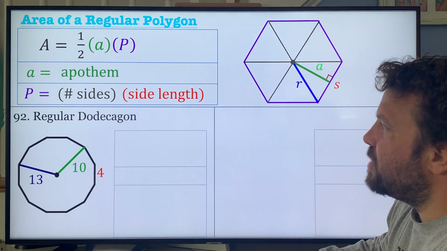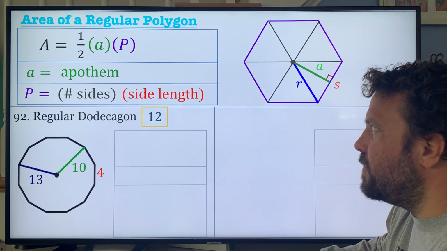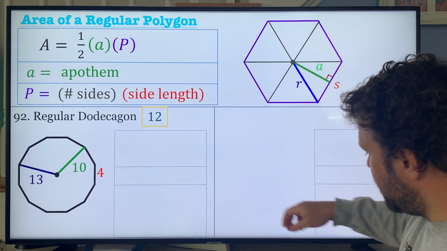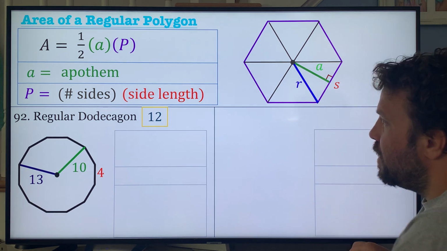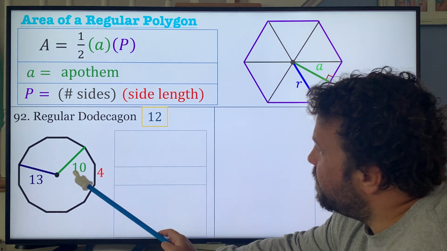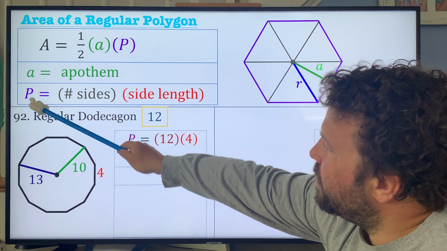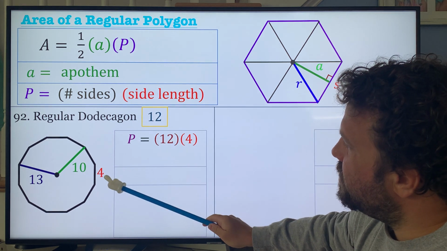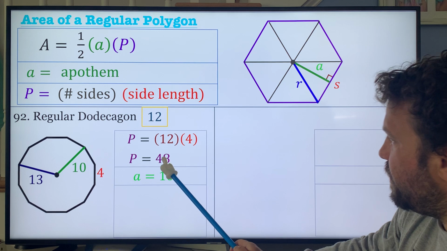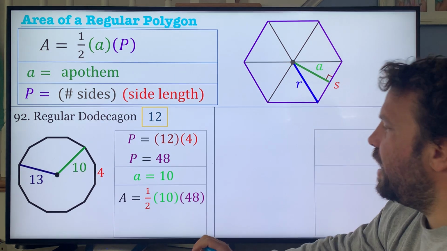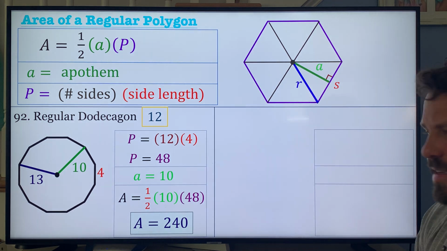So let's do the first one, a regular dodecagon. Dodecagon is how many sides? 12. If you don't remember that, count them all. What's your apothem? 10. All right. So, perimeter first. Perimeter equals number of sides 12 times each side length 4 is 48. Your apothem here is 10. You're just going to type 48 and 10 into this equation. Half of 10 times 48 is 240. See? Not difficult.